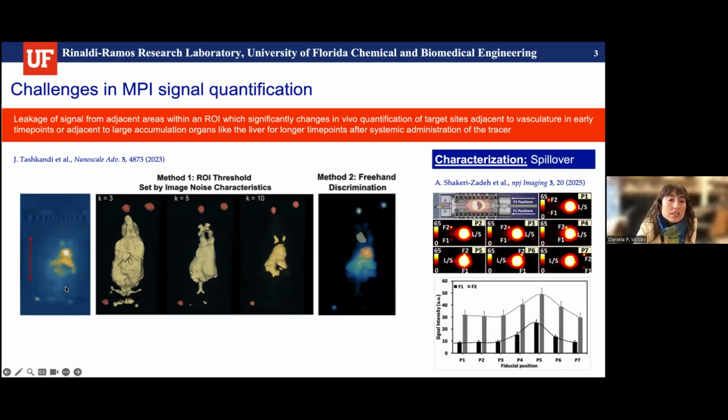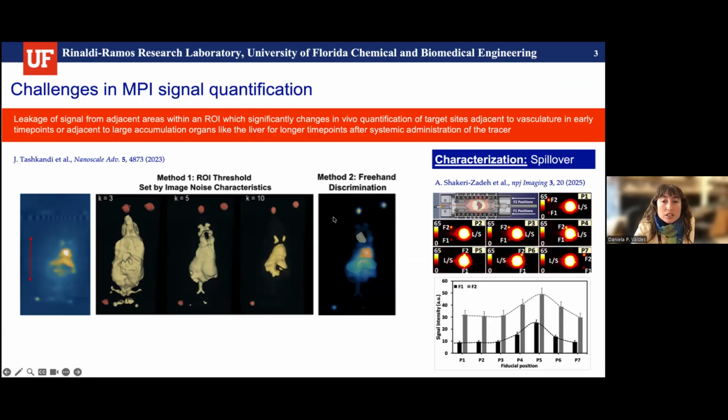So this is the image of a mouse with particles injected, a few fiducials, and when we do some kind of threshold segmentation, we start seeing these shapes. So it's almost impossible to select, for example, the heart signal and the liver signal or separate between them.